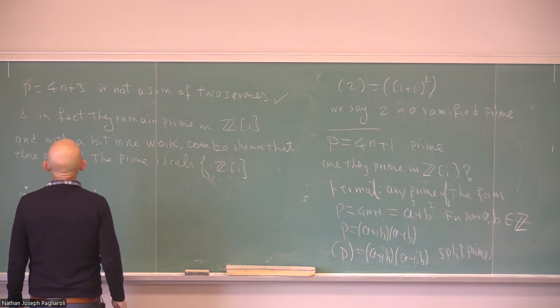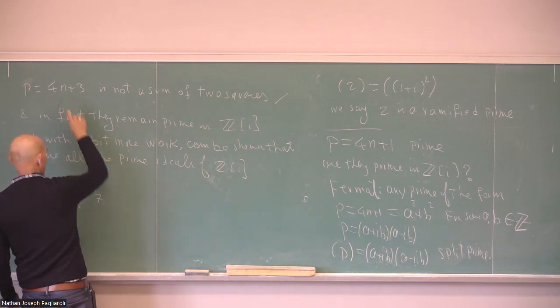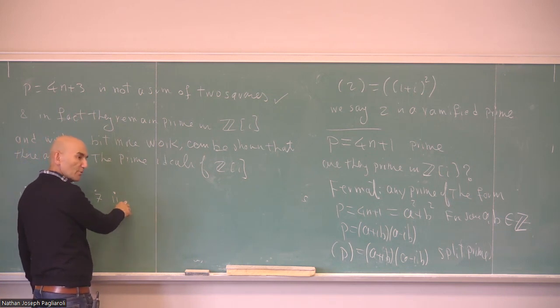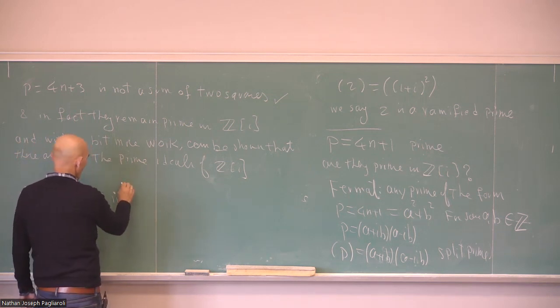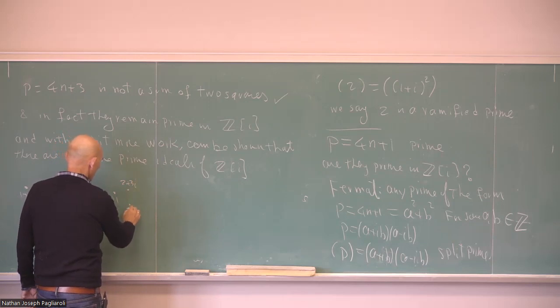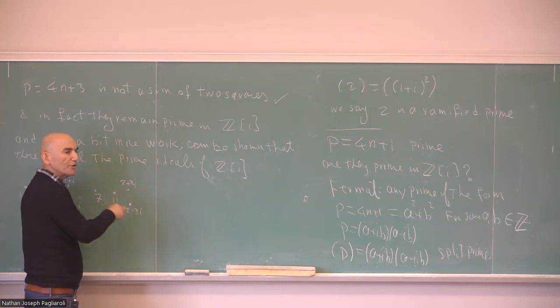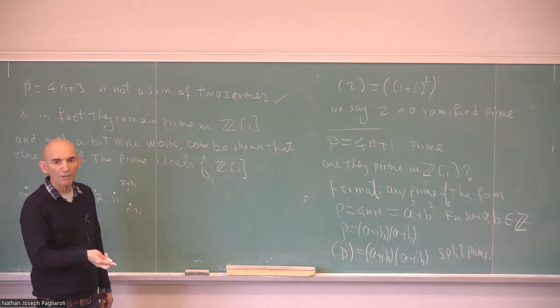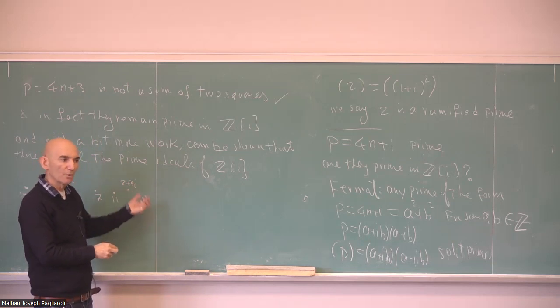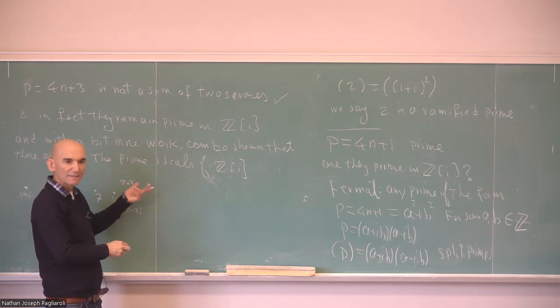11 is prime. So it stays prime. Okay, good. But 13 is what I said: 2 plus 3i and 2 minus 3i. You can write it as 3 plus 2i and 3 minus 2i also, because they are associates. The ideals don't change. It's just a representative of the ideals.